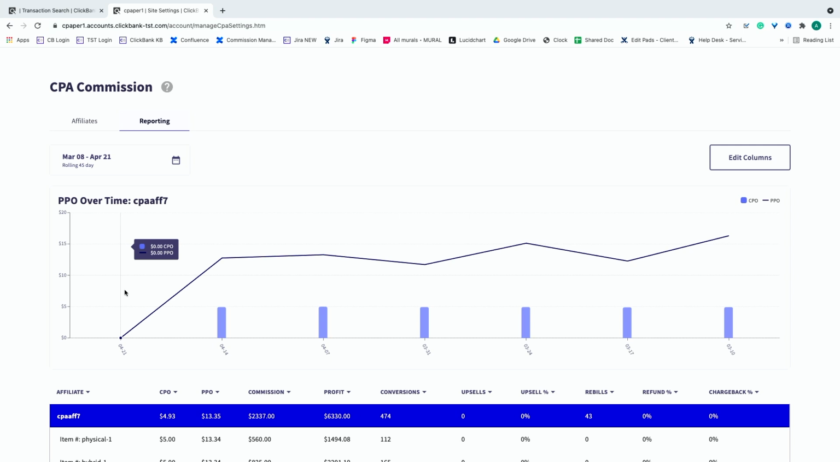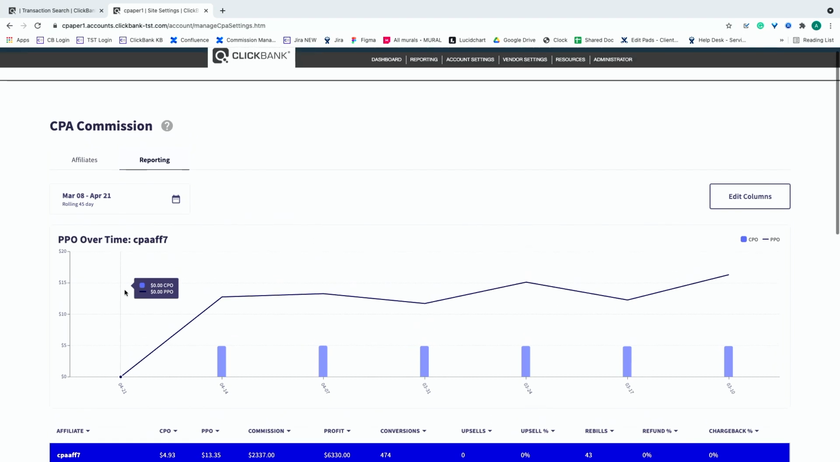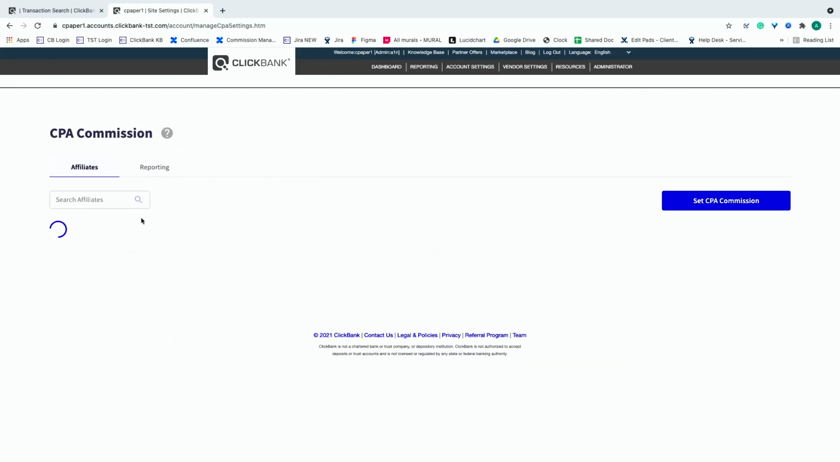Yeah, and really, I think that's all there really is to the UI, that you can monitor and set and change commissions to hopefully have the very best, most profitable CPA program that you can. No, it looks simple, looks easy to use. I see there's a search affiliates, going back to the affiliates tab. You can search, because I imagine this could be a pretty long list after a while.